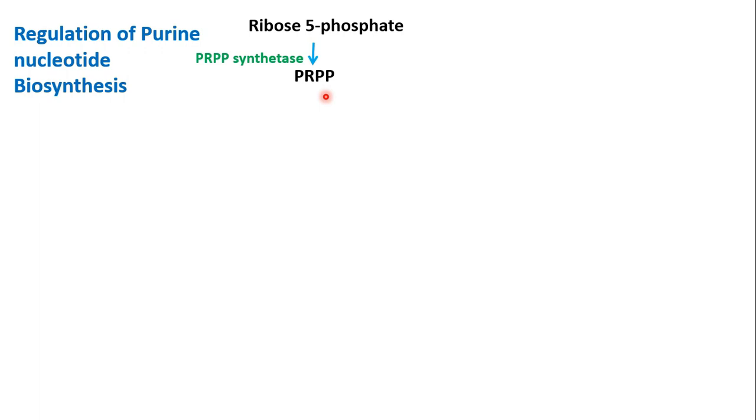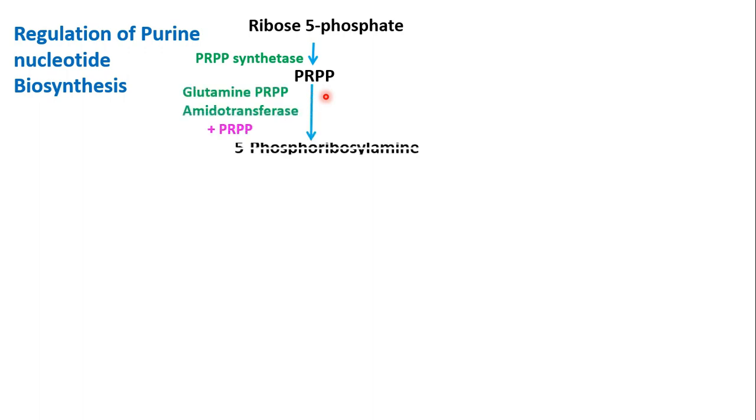This is not the first step of the de novo pathway because PRPP is also required for pyrimidine synthesis, other nucleotide coenzymes and the salvage pathway. So it is called a preliminary step. Glutamine donates the amido nitrogen to form phosphoribosylamine. Here the enzyme is glutamine PRPP amidotransferase. So this becomes the committed step for the de novo pathway.